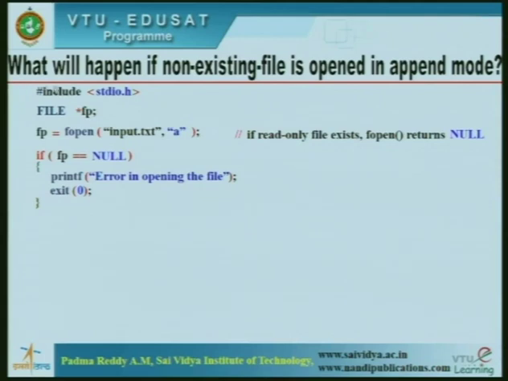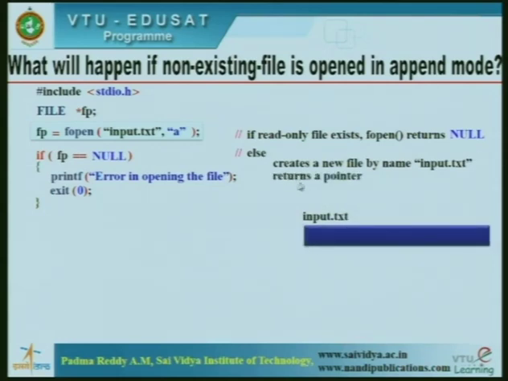Now finally we see what will happen if a non-existing file is opened in append mode. Here the function fopen will not return null. So control comes to the else portion. It creates a new file by the name input.txt. If input.txt is not there in the hard disk, a new file will be created, and it returns a pointer to the beginning of the file. That will be copied into which variable?